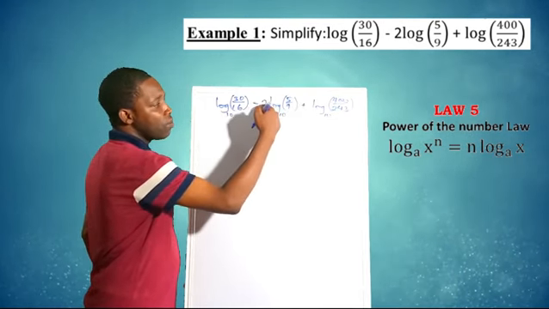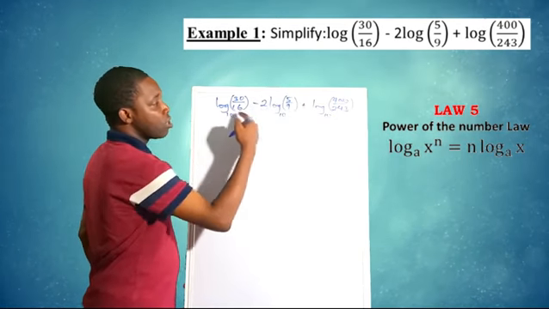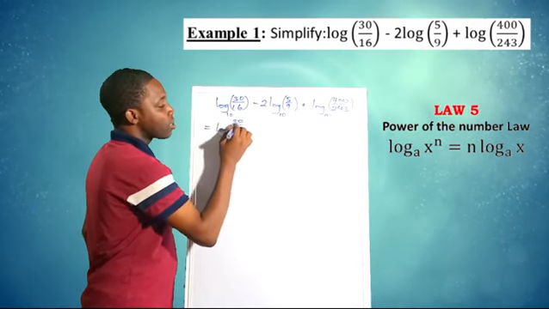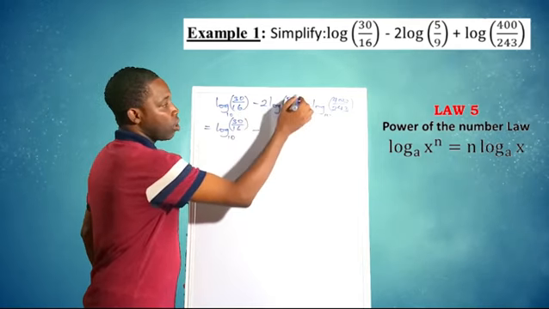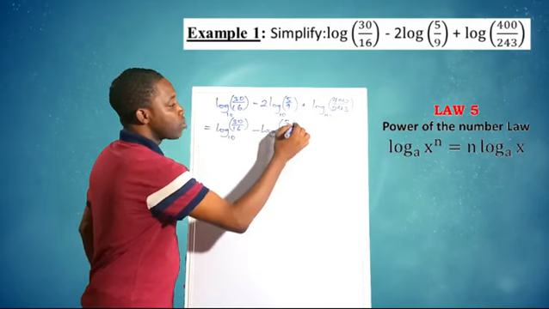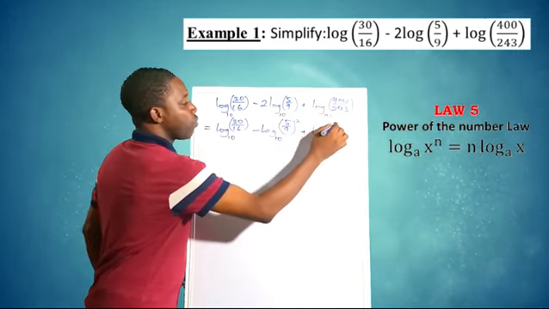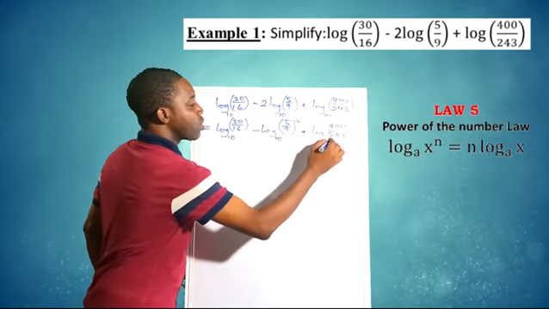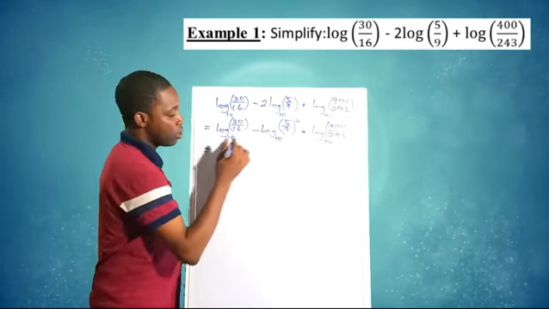At the same time, if the number is at the back, it can also go to the front as a power. So this will give us log 30 over 16 in base 10 minus the 2 going up here, we have log 5 over 9 raised to power 2 in base 10 plus log 400 over 243 in base 10. Remember to put in brackets. So we need to evaluate this.